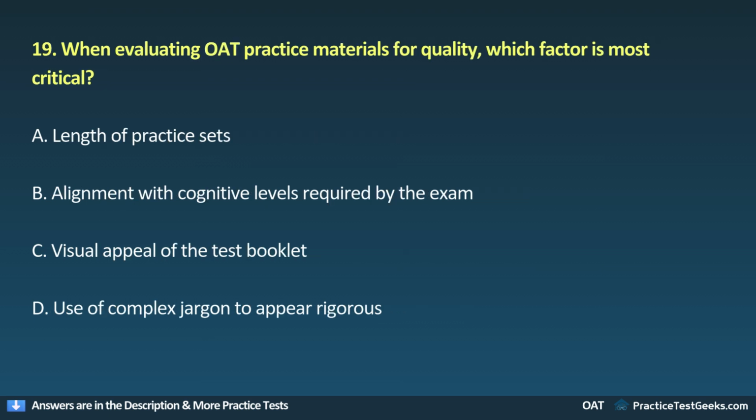19. When evaluating OAT practice materials for quality, which factor is most critical? A. Length of practice sets. B. Alignment with cognitive levels required by the exam. C. Visual appeal of the test booklet. D. Use of complex jargon to appear rigorous.